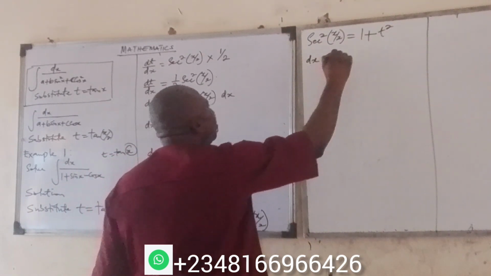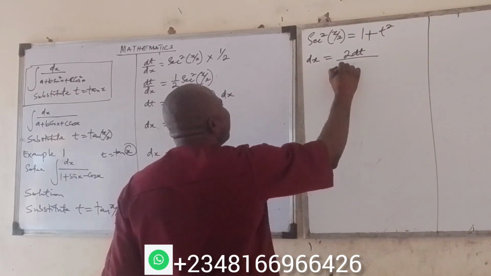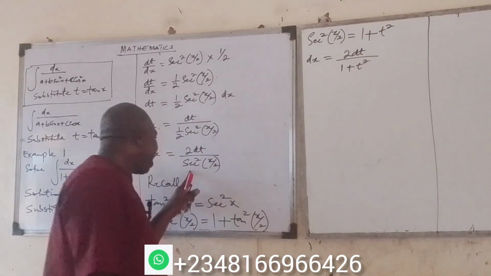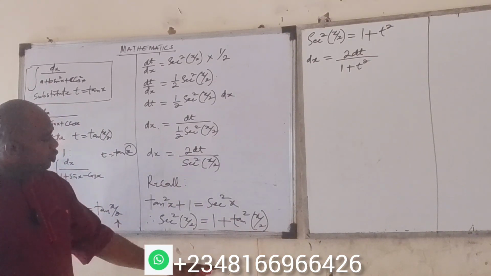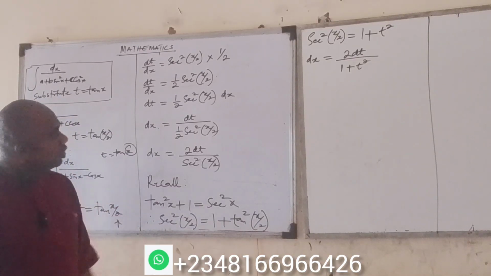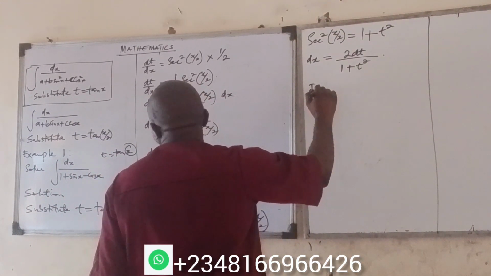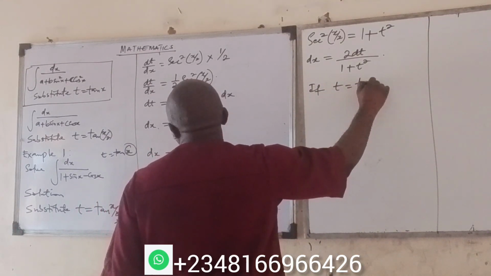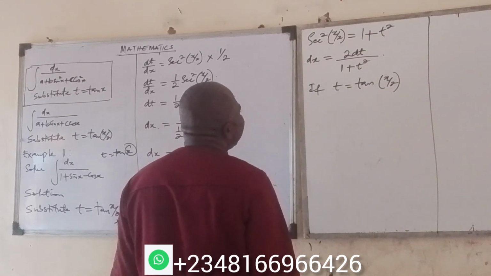So it therefore means that dx is equal to 2 dt over 1 plus t square, because this sec square x over 2 is 1 plus tan square x over 2, and this tan square x over 2 is t square. So here, let's look at this now. If t is equal to tan x over 2.